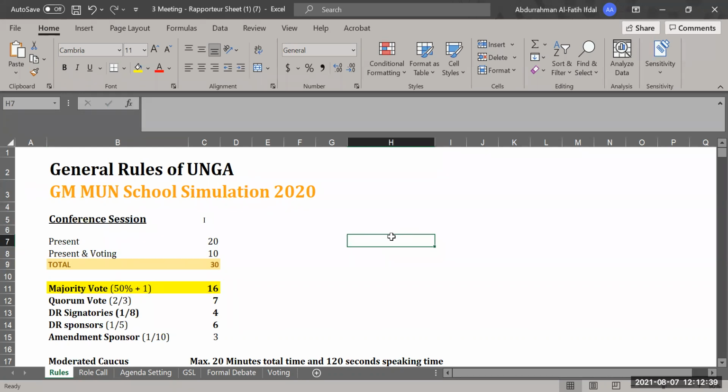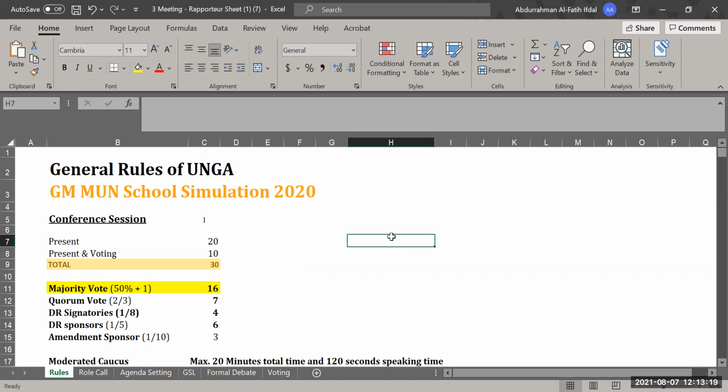If the total number is 40, for example, then the majority vote will be 50% plus 1, which is 21. If the total is 50, then the majority vote will be 26, which is 25, half of 50, plus 1. I think that is easy to understand for now. So just keep in mind that to know the majority vote, we have to take the total number and calculate it using the majority vote calculation. Okay, so that's majority vote.